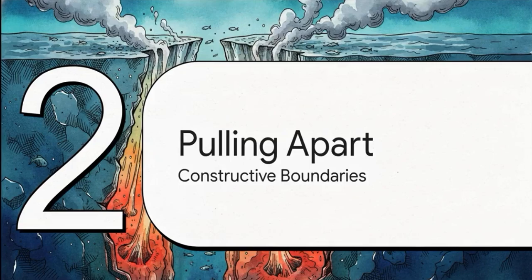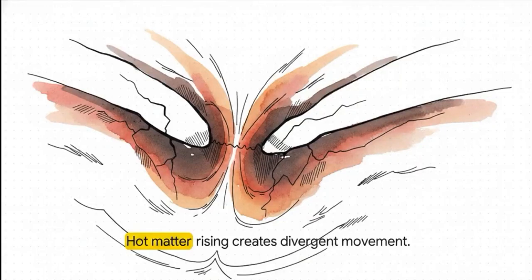Moving on to Section 2, pulling apart, constructive boundaries. This is the first of our 3 major interactions. Picture those deep thermal convective currents pushing hot matter straight up from the asthenosphere right into an ocean ridge rift. This upwelling actually forces the plates to move in opposite directions. They're literally diverging or pulling away from the mid-oceanic ridges.